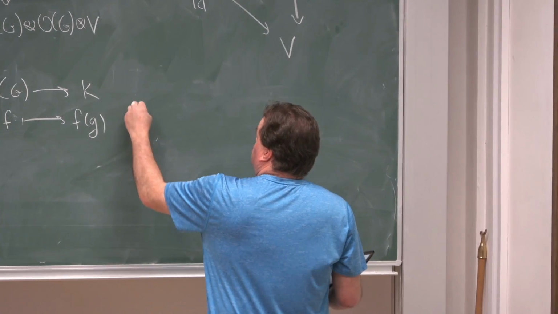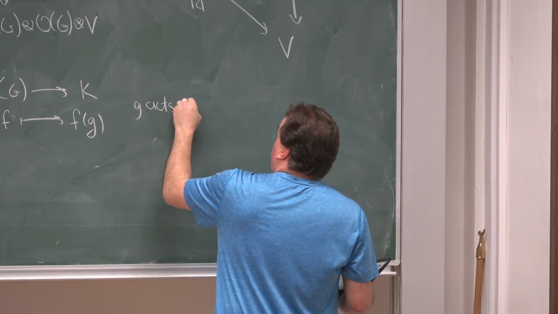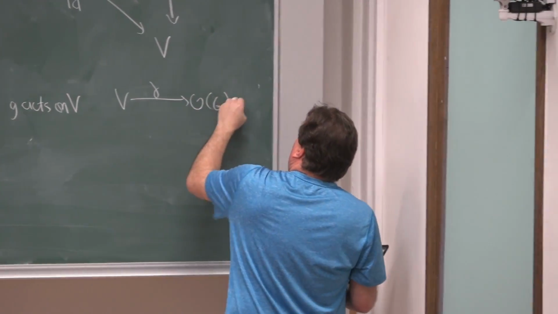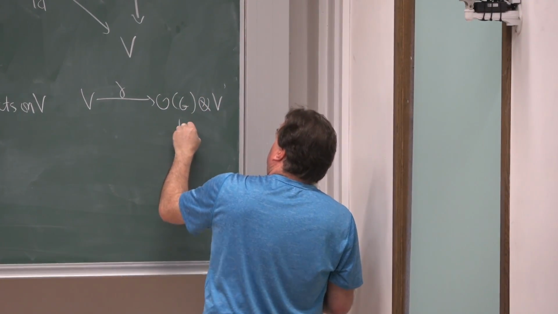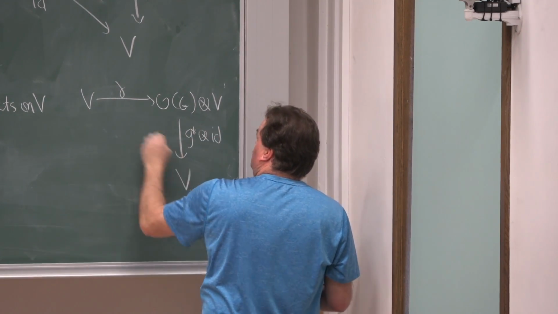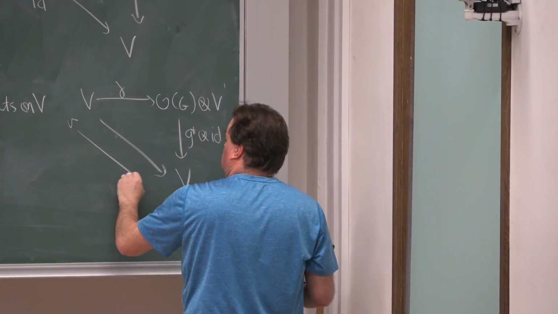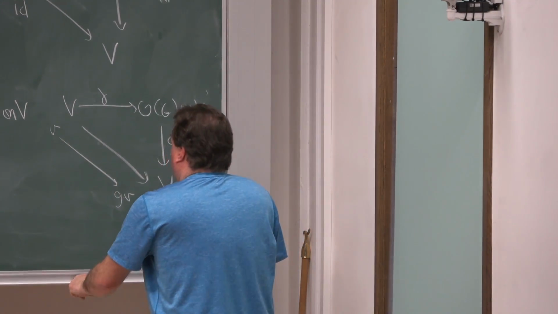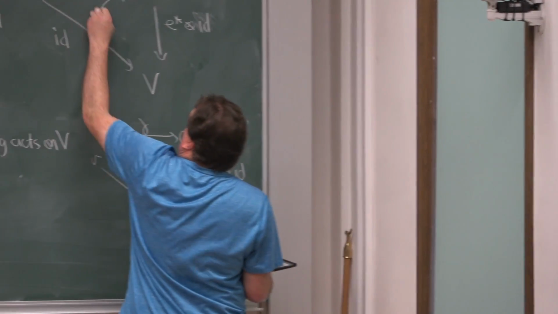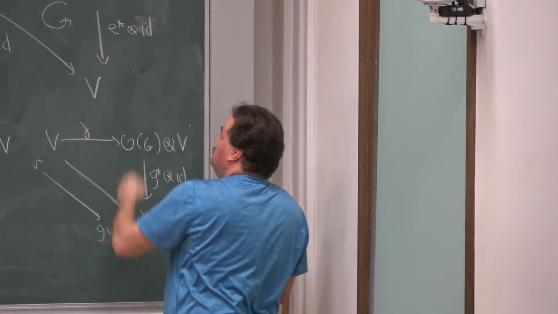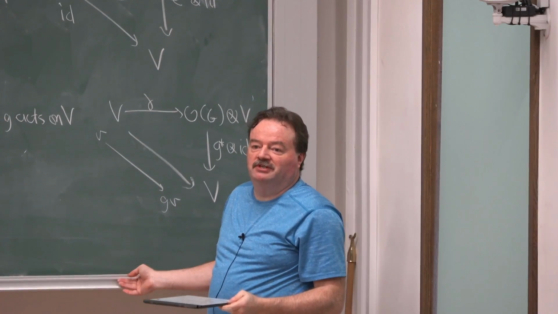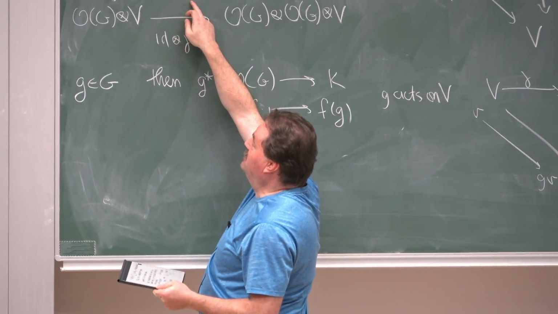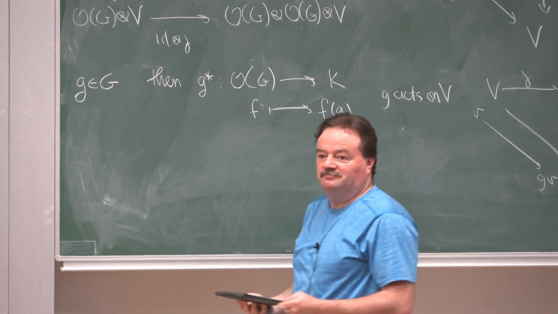So G acts on V as follows, just like this above diagram. So you can take here g star tensor identity. And so then this sends v to g v. So this axiom saying that this diagram commutes means that the identity element should act by identity, which is obviously one of the axioms of an action. And this axiom corresponds to associativity of an action.